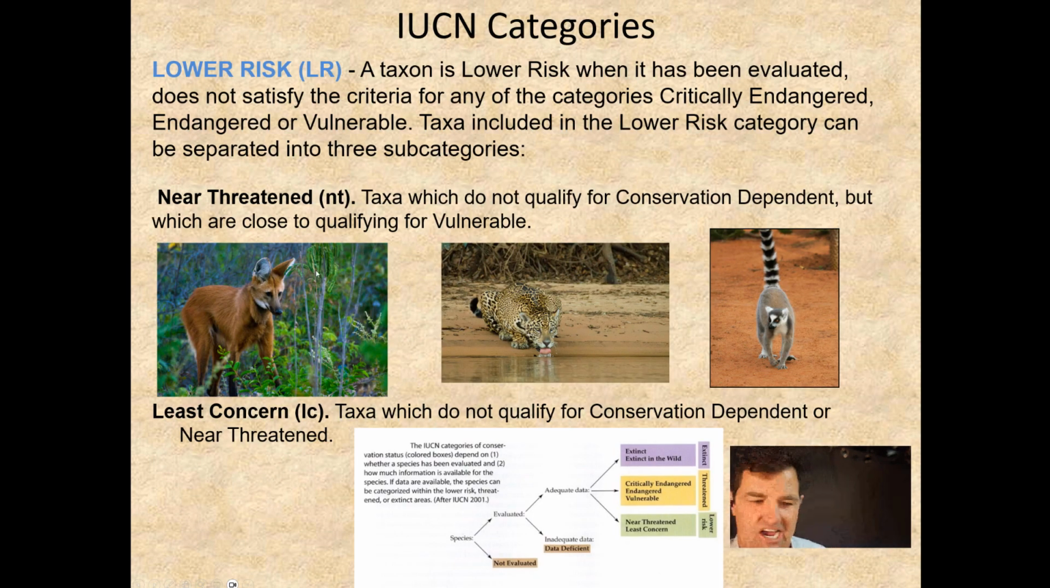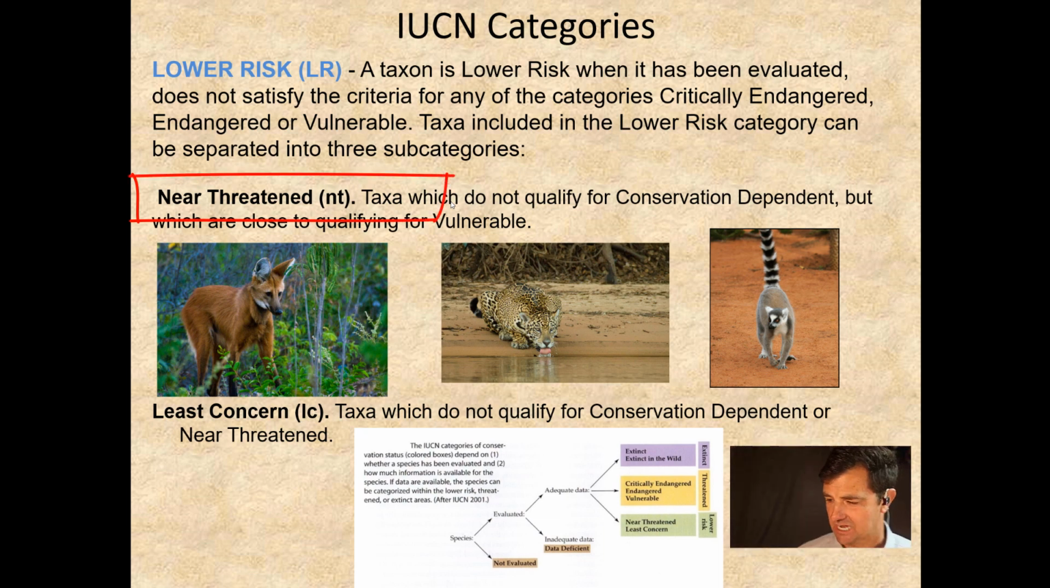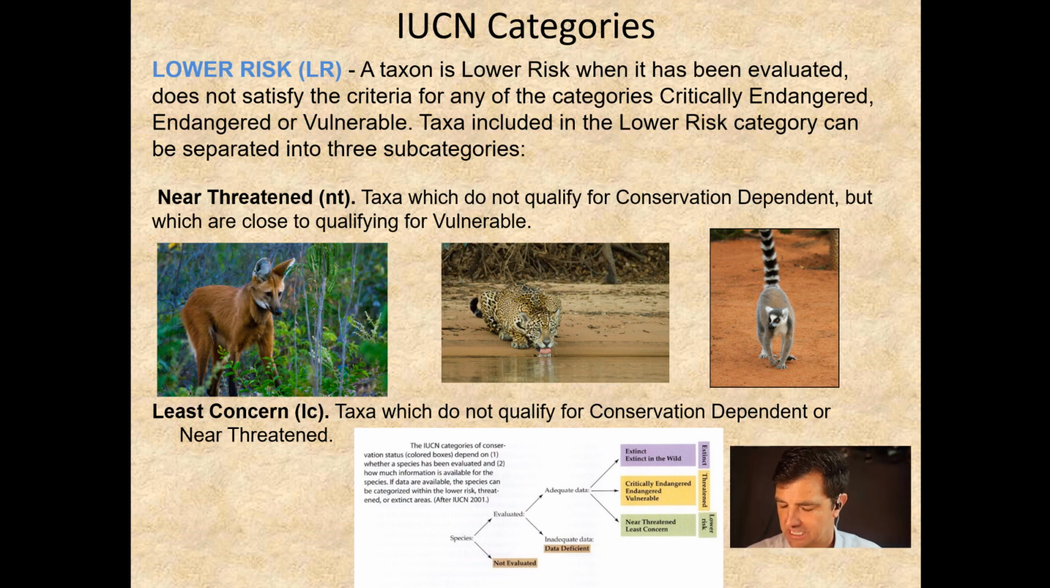In the IUCN categories, we also have what's called lower risk, and lower risk is just like it sounds. So in the lower risk category, we also have 2 different categories. We have the near threatened category. So this is a taxon, again, an animal or a plant, that doesn't qualify for conservation dependent status. So near threatened means they're close to being in the vulnerable category. And then we also have species of least concern.